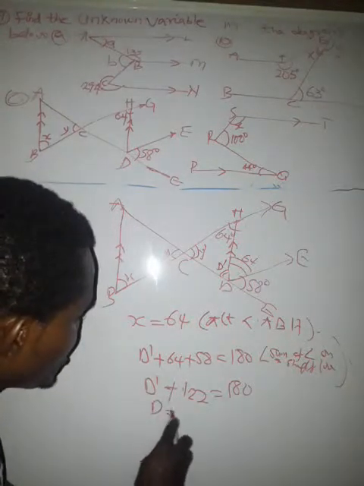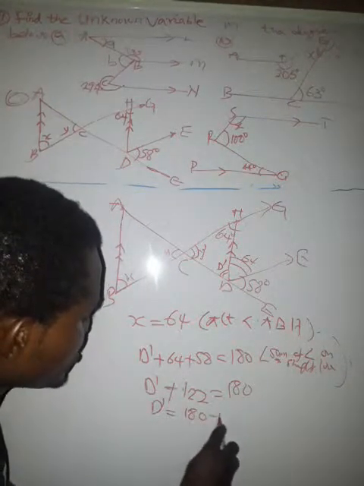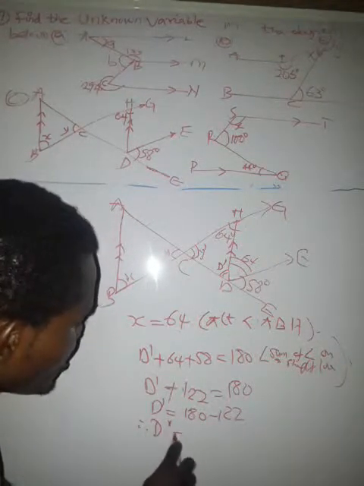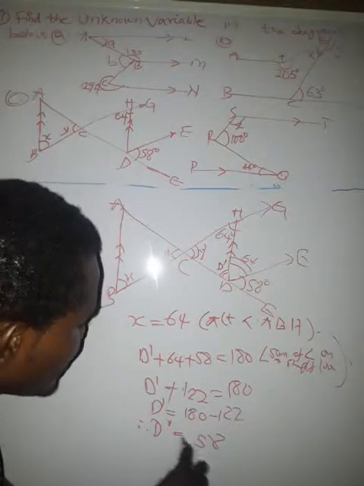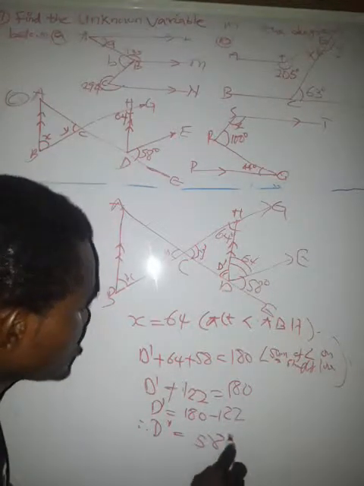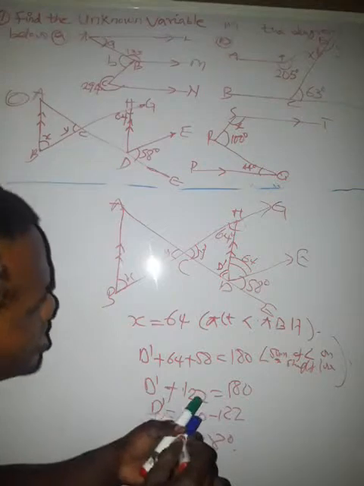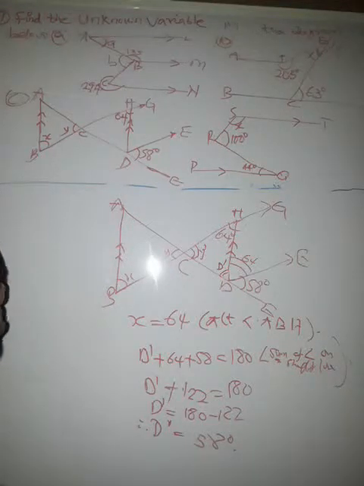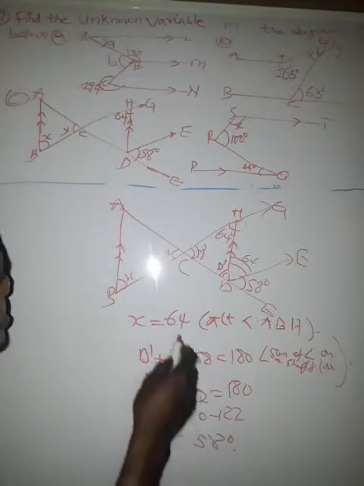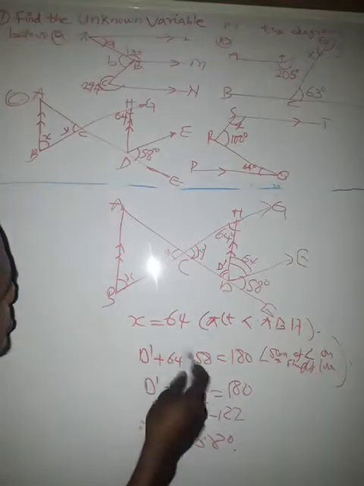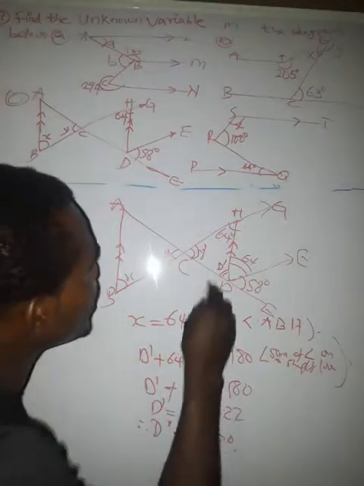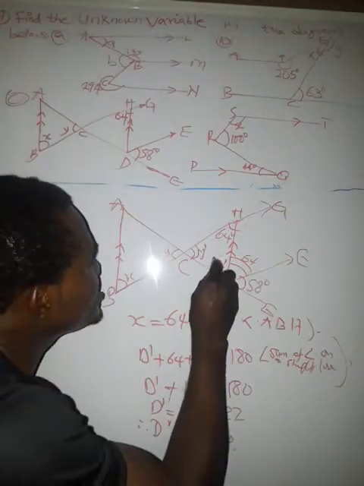So d prime will now be 180 minus 122. Therefore d prime will be 58 degrees. So here will now be 58 degrees. Let me just continue with what I'm doing. So I've gotten this place, d prime, to be 58.